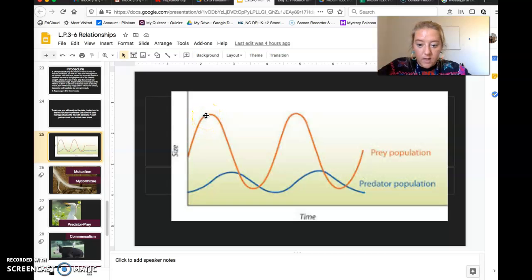eventually it hits a point. Now that's because when I increase the amount of prey present in a system, so if I have a bunch of bunnies, that's going to allow the predator population to also grow, and it's going to grow exponentially until it hits a point where the population of predators is too large to be supported by the prey population. So then they're going to drop drastically.